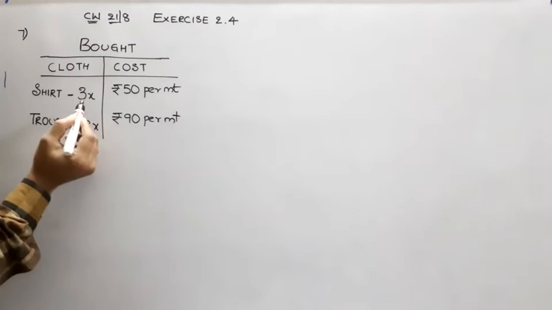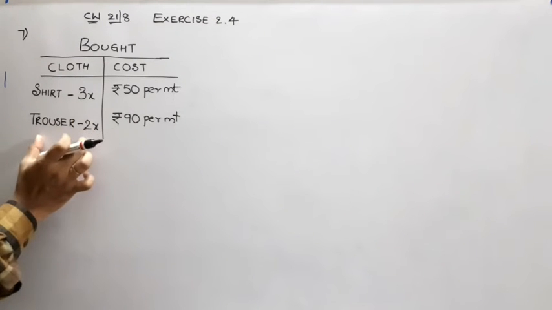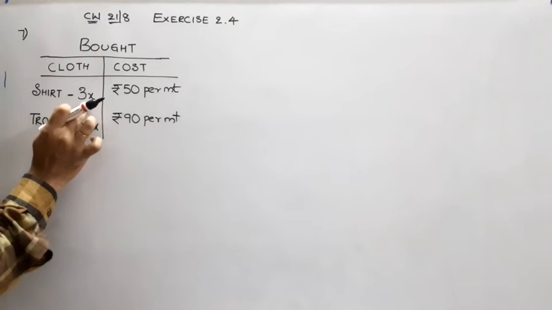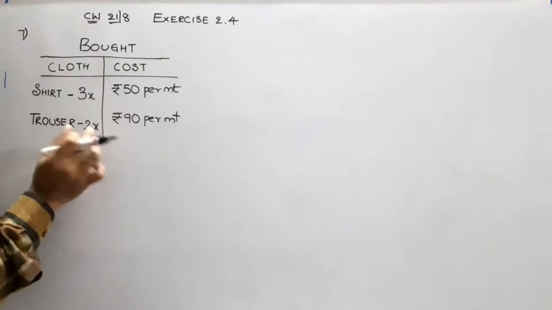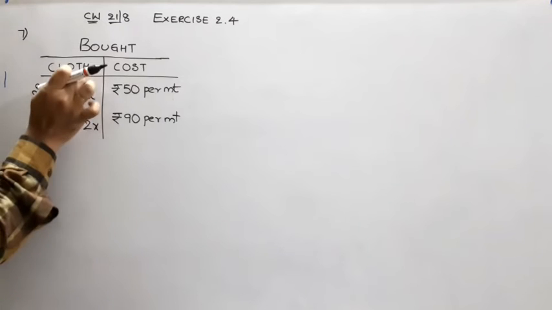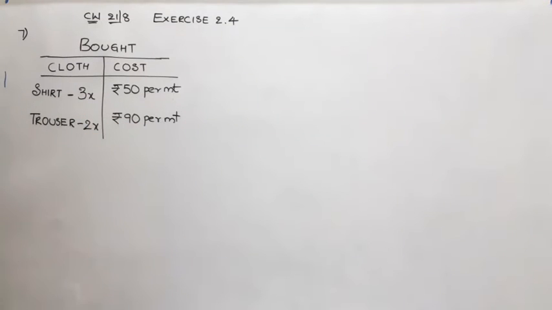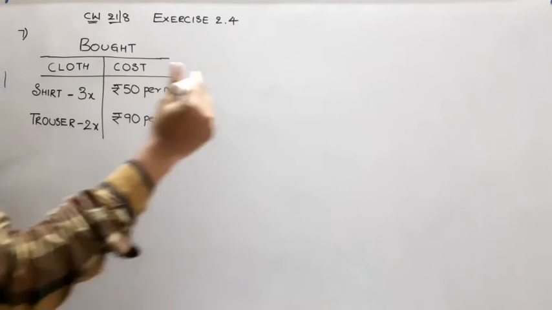But as we don't know what exactly is the total length of shirt and trouser material he bought, we are taking shirt material as 3x according to the question and trouser material as 2x. This is the amount of cloth. 3x and 2x is the amount of cloth bought, and this is the cost per meter for the shirt.